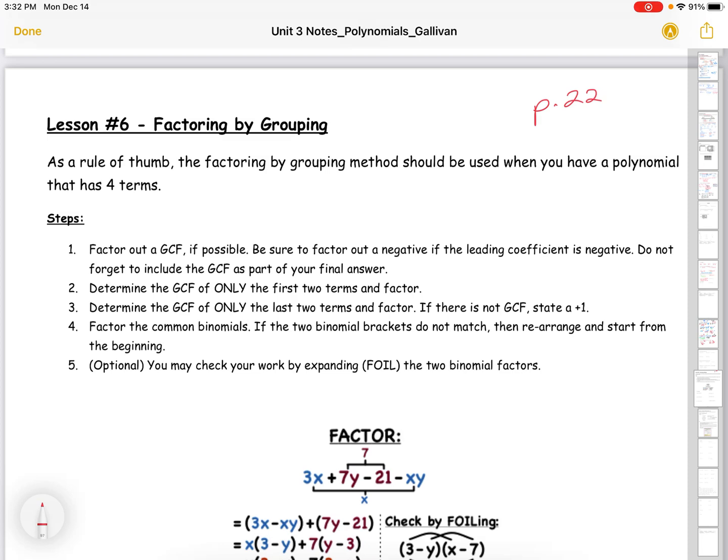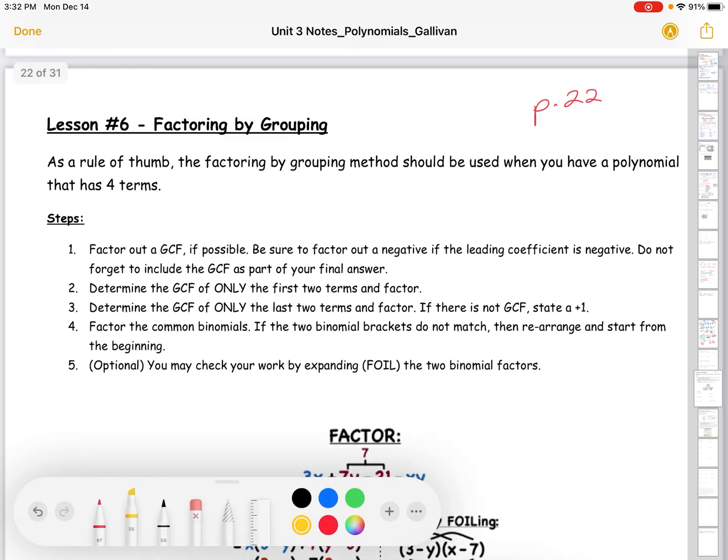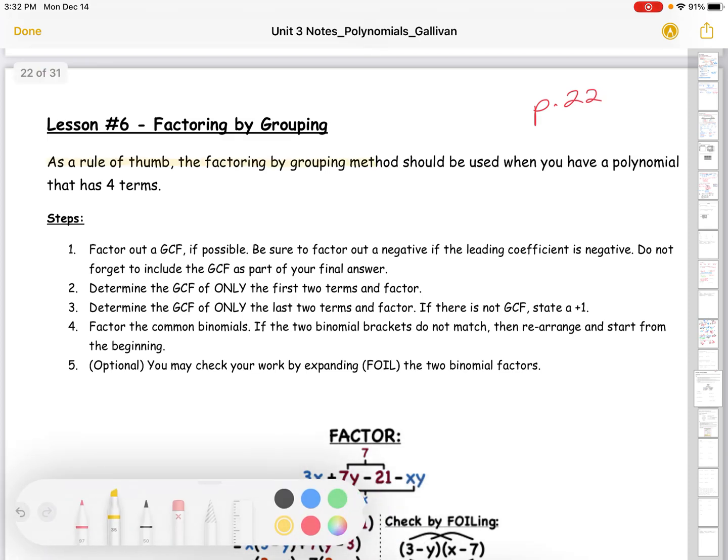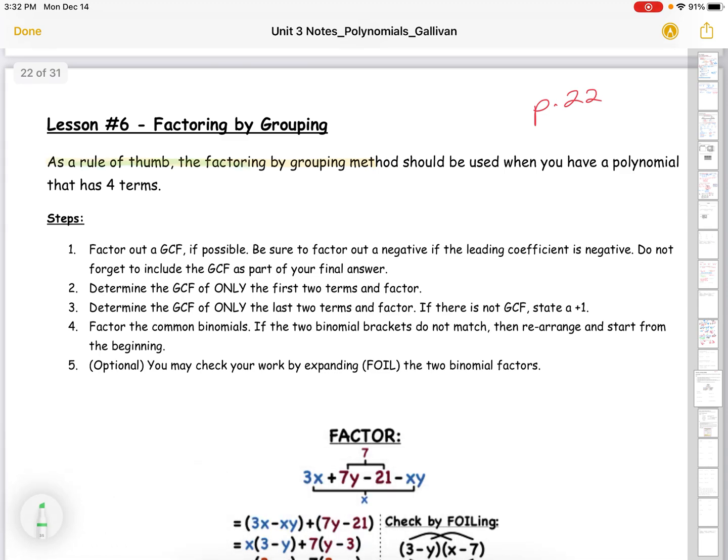So, as a rule, the factoring by grouping method should be used when you have a polynomial that has 4 terms, and 4 terms that you cannot combine as like terms to reduce to a trinomial, okay? Now, there's some steps you should follow.